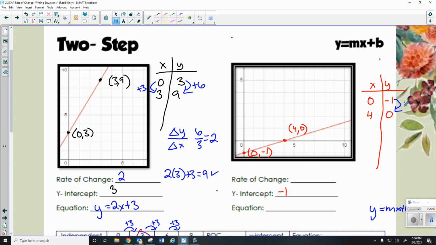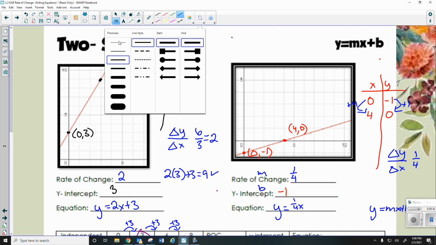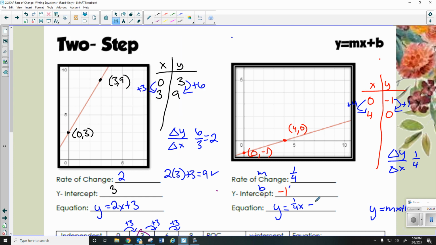Okay, finding that change. It went from a negative to a positive, so it's increasing just by one little hop. And then that's plus 4. So change in y over change in x, 1 over 4. So theoretically, again, that's my m. This is my b. Y is equal to 1/4 x plus, oh, nope, not plus, minus 1, because it was negative 1.